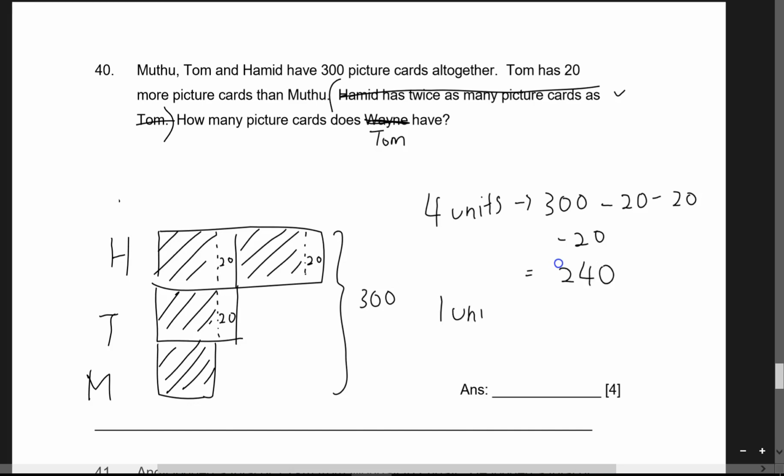So we want to find for 1 unit all the time. 240 divided by 4, which is going to give us 60. So we have 60 per unit. The question is asking how much did Tom have. Does Tom only have 60? Not true. Tom also has the additional 20 that we need to add in. So answer is 80.